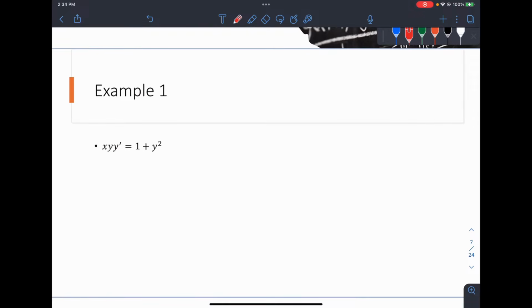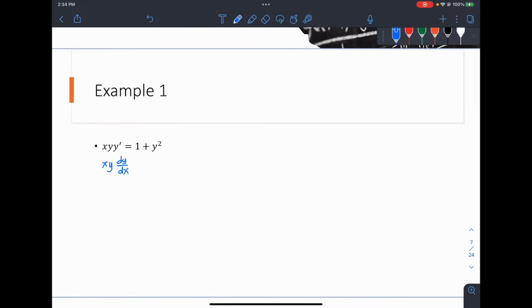Let's start with example number 1. Okay, so for example number 1, we are given a prime notation for the differentials: x y y prime equals 1 plus y squared. For uniformity, we can transform y prime into dy over dx.